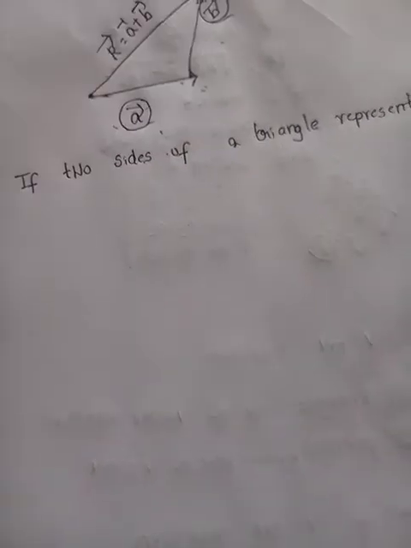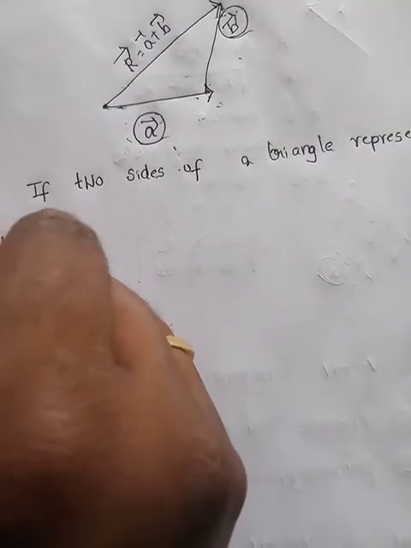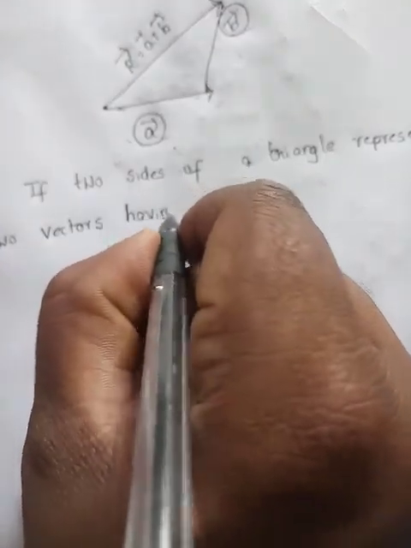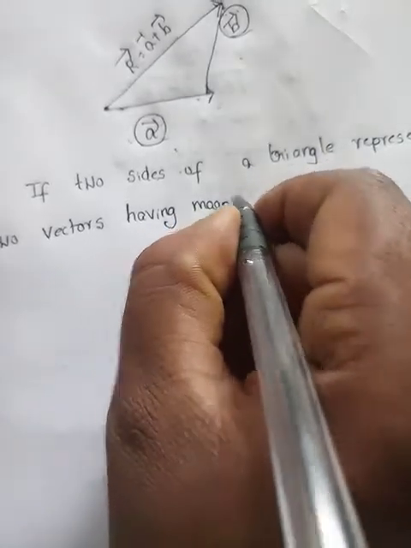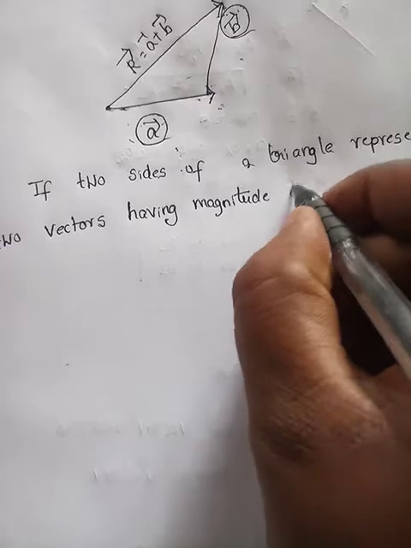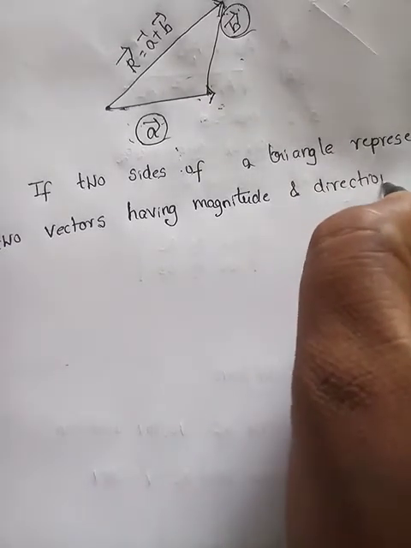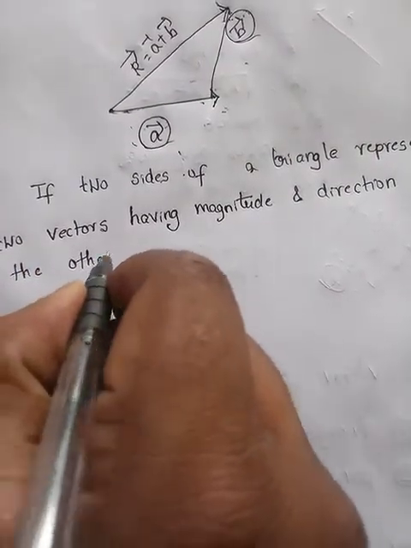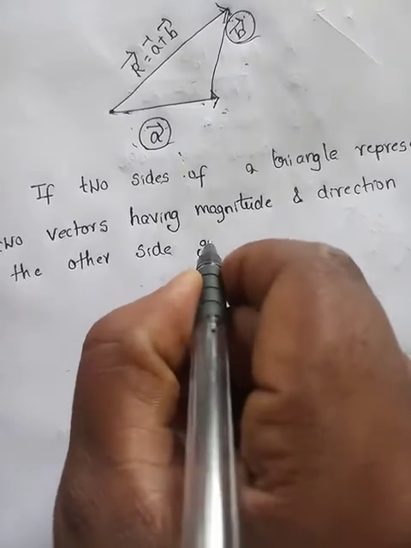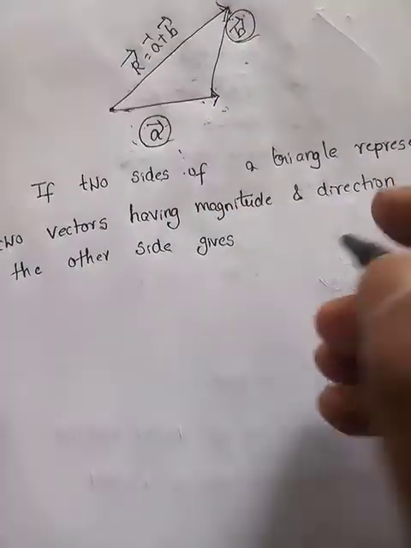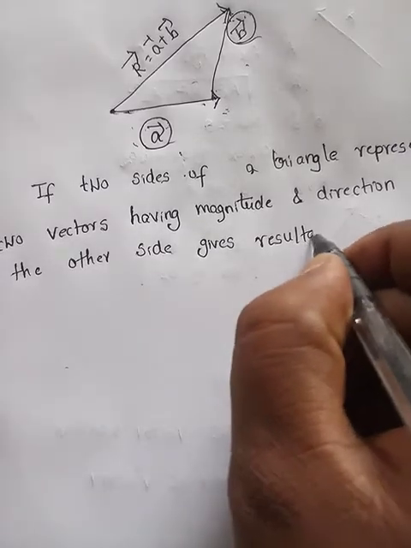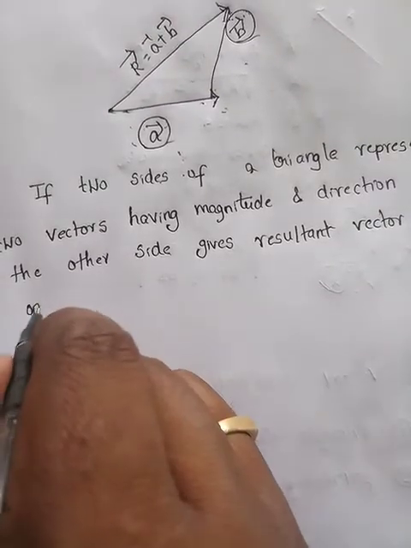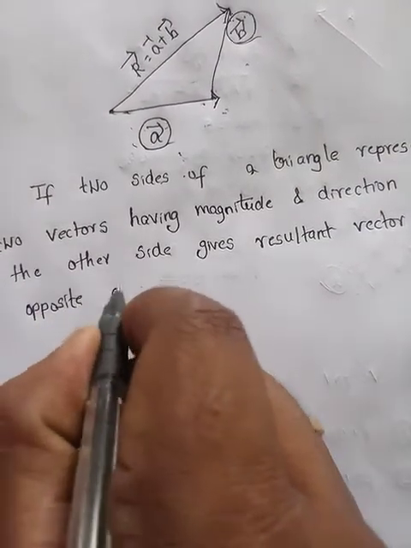So, if two sides of a triangle represent two vectors having magnitude and direction, then the other side gives what? The other side gives the resultant vector, in the opposite direction.